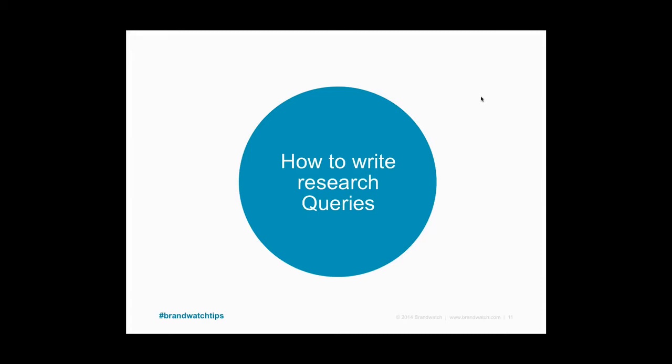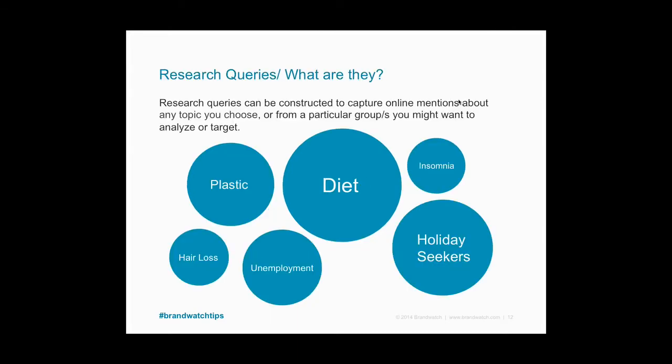So what exactly is a research query? Well, a research query can be constructed similar to your brand searches, but instead of looking for brands, you can look for any topic you choose. So there's just a few of the many examples there that you could search for. You can use them to search for a topic, or you could use them to pick up particular mentions, say from a particular group of people, like people looking for holidays online, etc. So that you can then analyze or target the mentions that get returned.